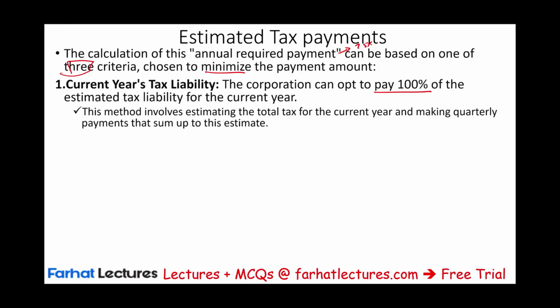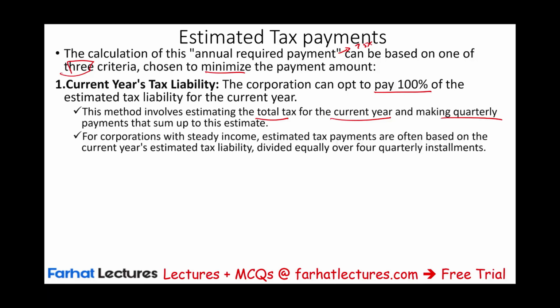This method involves estimating the total tax for the current year and making quarterly payments that sum up to that estimate. And this works for corporations that have steady income, because you know exactly how much income you are going to receive. Estimated tax payments are often based on the current estimated tax liability, dividing it equally over 4 quarterly estimates. If your income is stable and you know it is not going to change, you can estimate your income for the next 4 quarters. No worries, you'll pay your current year tax liability, 100% of it, and you are good to go. That's one way to do it.